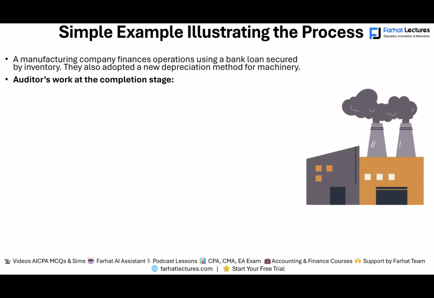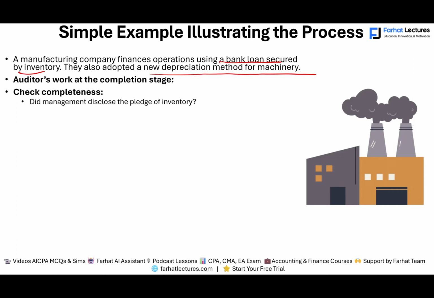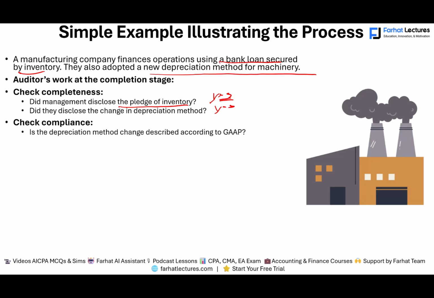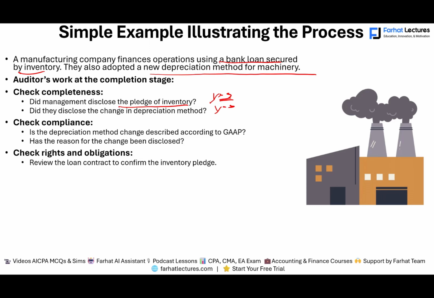Let's assume a manufacturing company finances operations using a bank loan secured by inventory. They also adopt a new depreciation method for machinery. Now, if you're the auditor, you want to check that management disclosed the pledged inventory. And of course, if there's a change, say yes, that they disclosed the change in depreciation method. Is the depreciation method in accordance with GAAP? It should be yes. Have the reasons for the change been disclosed? If any, then yes.